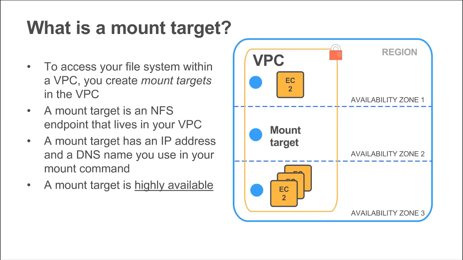As you can see in the diagram on the right, you set up mount targets in each of the AZs from which you want to access a file system, and you use those mount targets as the endpoint for your EFS file system.